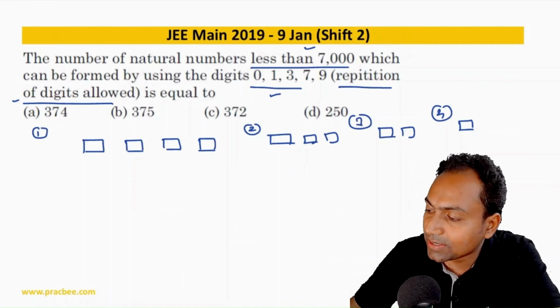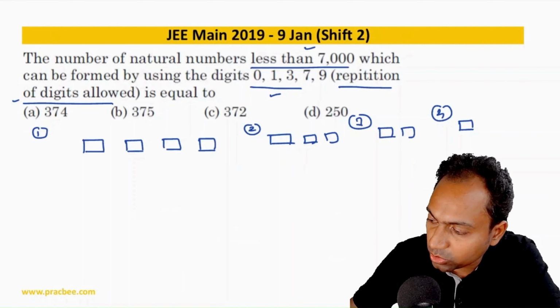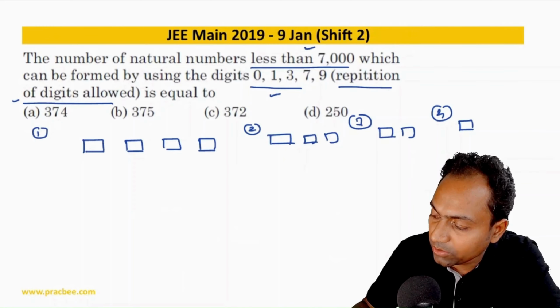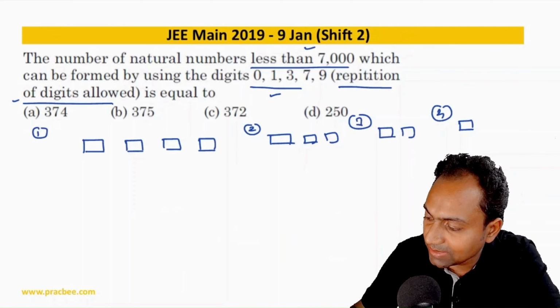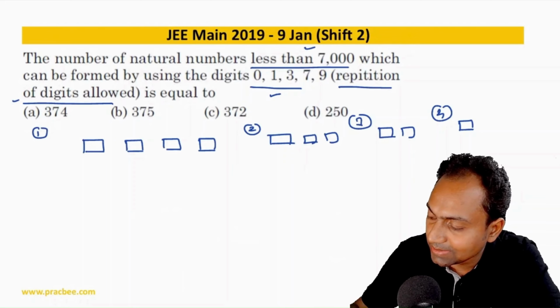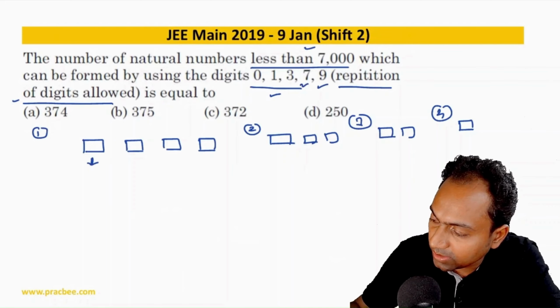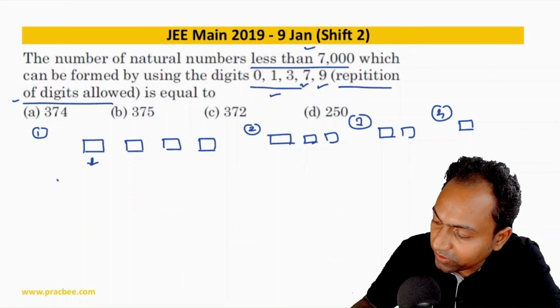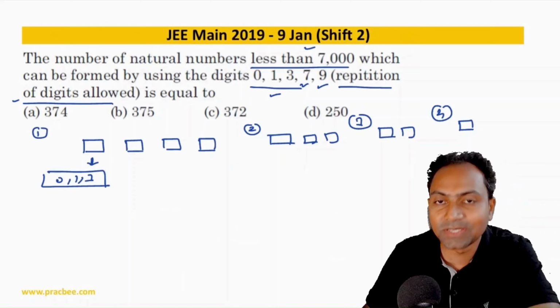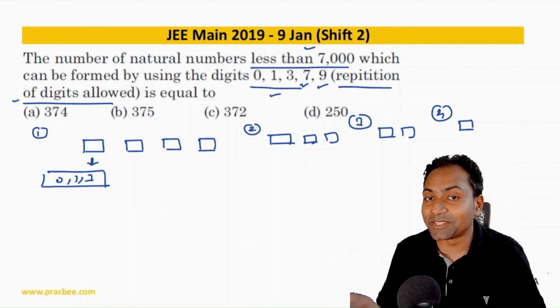Now, I will shortcut this process. How am I going to shortcut this process? If I want to write a number less than 7,000 using these digits, in this place I cannot fill 7 or 9. But if I fill 0, 1 and 3, the flexibility I have is that when I fill 0, it will become a 3-digit number.